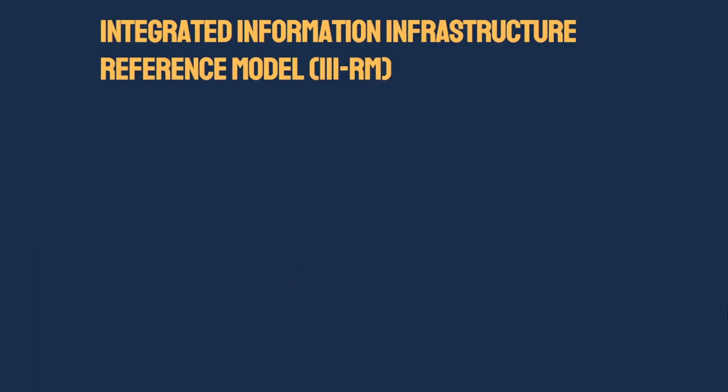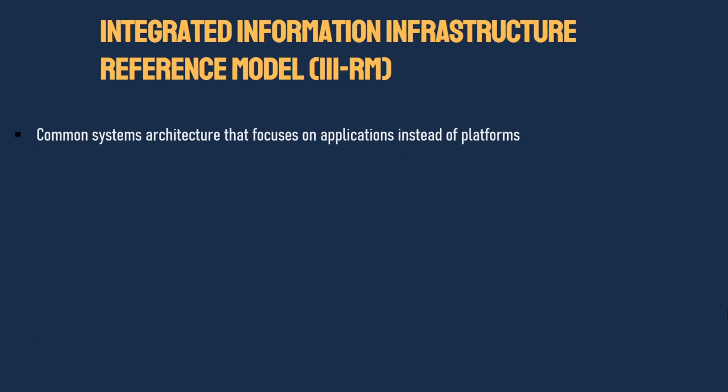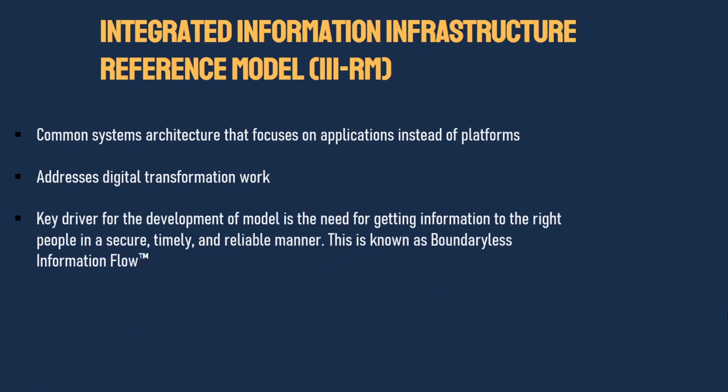The Integrated Information Infrastructure Reference Model is a common system architecture that focuses more on applications instead of platforms. This is great because it is addressing the digital transformation work that a lot of architects are being asked to do in today's day and age. A key driver of the development of this model is the need for getting information to the right people in a secure, timely, and reliable manner. This is known as boundaryless information flow.